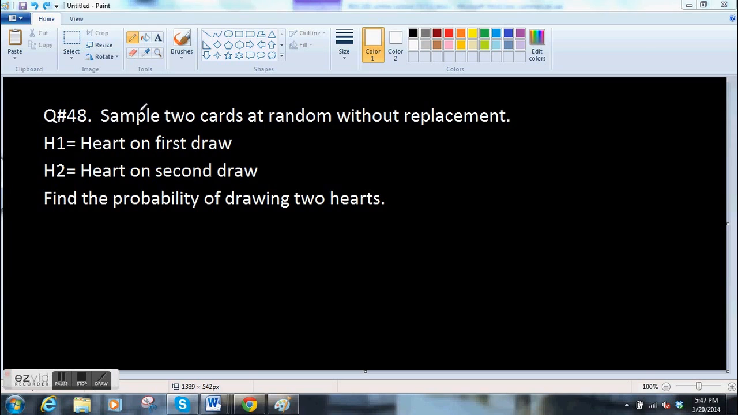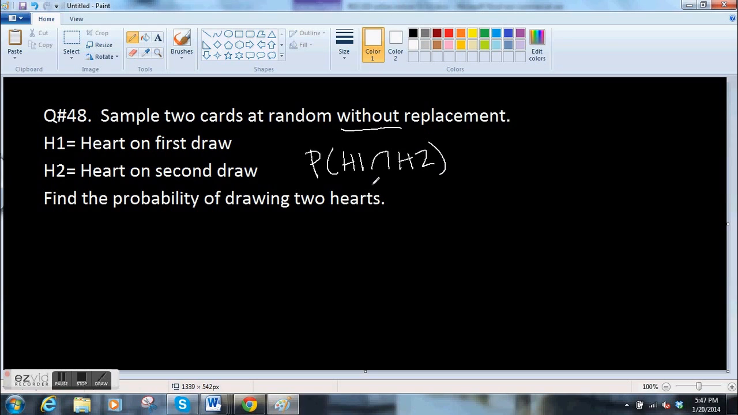This is question 48, and it says we're sampling 2 cards at random without replacement. So we take one card, we look at it, then we draw another card. That's typically how you draw 2 cards. And we want H1 is the hearts on a first draw, and H2 is hearts on the second draw. And we want the probability of getting 2 hearts. So they call this the probability of H1 and H2.